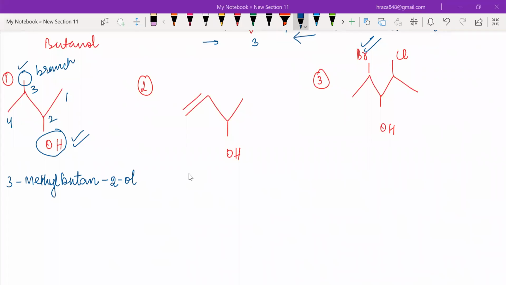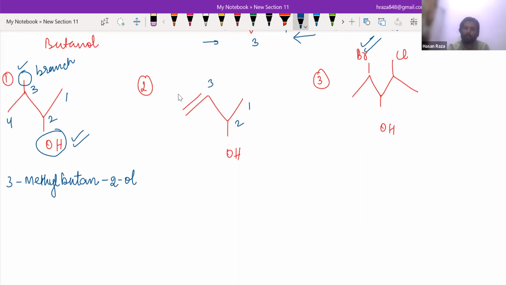So the second one is butane-2-ol. Why are you going for butane? You cannot write butane. When a double bond comes, you need to write the position of the double bond as well. So you are going to number it first from where the functional group gets the lowest position. You can do the numbering from the right side. Yes or no? Yes.